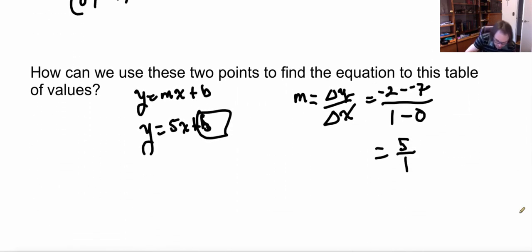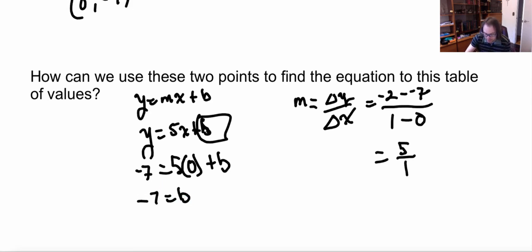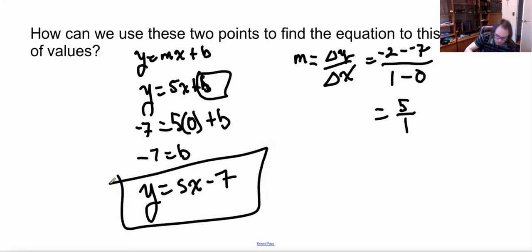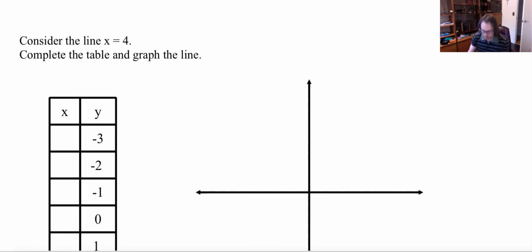So I'm going to plug in 0 for x, so I get 5 times 0, and we plug in negative 7 for y. And we have plus b. So now I'm going to try to solve for b. Well, 5 times 0 is 0. So that gives us negative 7 is equal to b. So my equation is y is equal to 5x minus 7. All we want to do is find out what is the m and what is the b to make my equation.